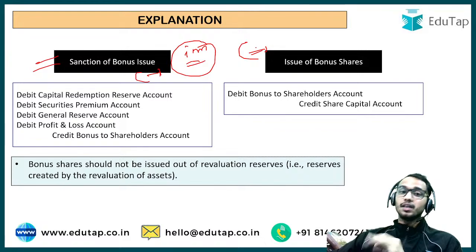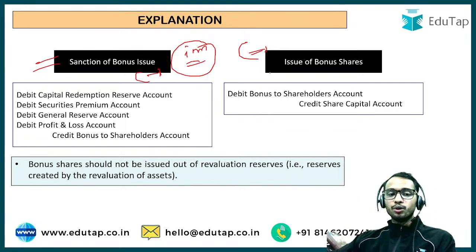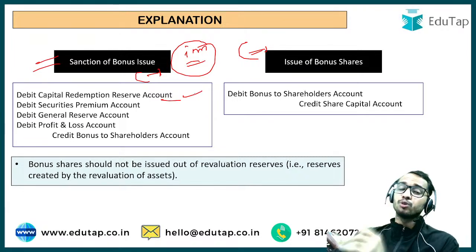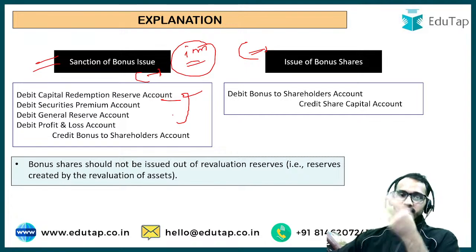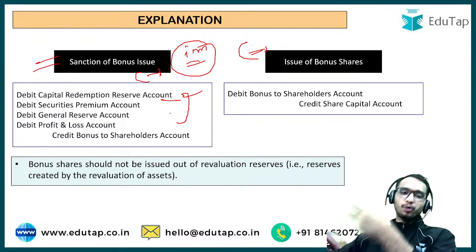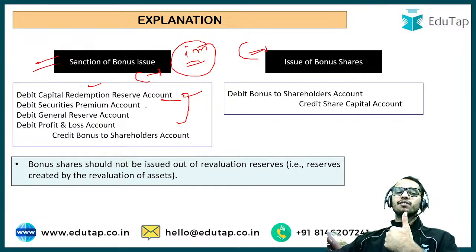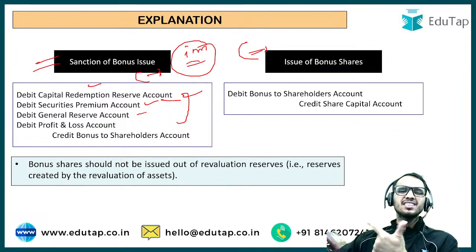These two journal entries. You are right now approving the bonus issue, right? So what you do? You are going to take amount from the capital redemption amount. So you have to remember these accounts, these 4 accounts or 3 accounts you can say. This can be used for the bonus issue. One is capital redemption reserve account. Second one is security premium account. Third one is general reserve.